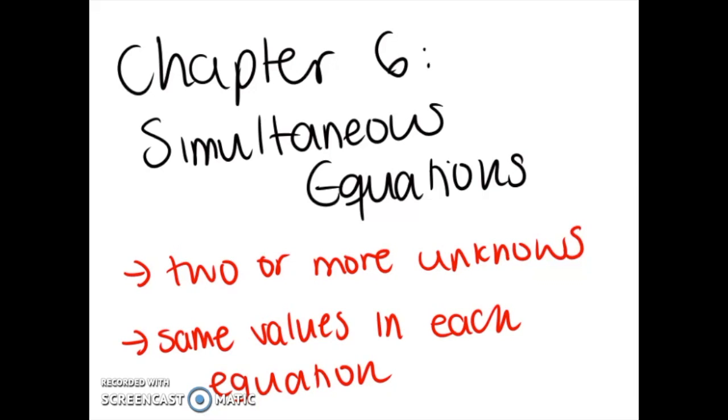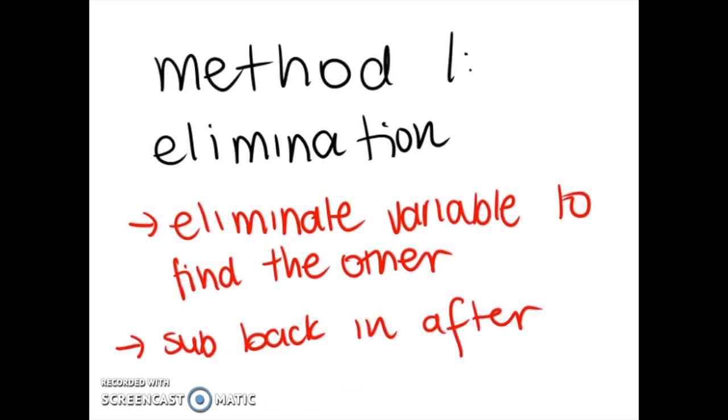In this video, we're going to be looking at Chapter 6 of the IGCSE Further Maths course, which is Simultaneous Equations. Simultaneous equations are equations in which there are two or more unknowns or variables, and in each equation they have the same value. And there are two methods to solve them. So the first method is elimination. This is where you eliminate one of the variables to find the other one, and after you sub it back in to find the other variable.